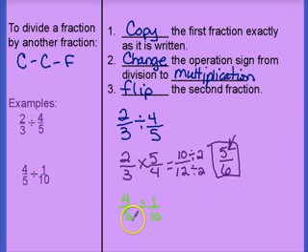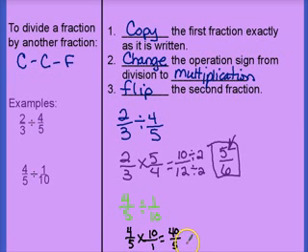I think that might be kind of hard to see. So the first thing I'm going to do is copy the first fraction. So 4/5. Change the sign and flip. Copy, change, flip. I want you to dream about copy, change, flip. All right, so let's multiply across our numerators. 4 times 10 is 40, and 5 times 1 is 5.